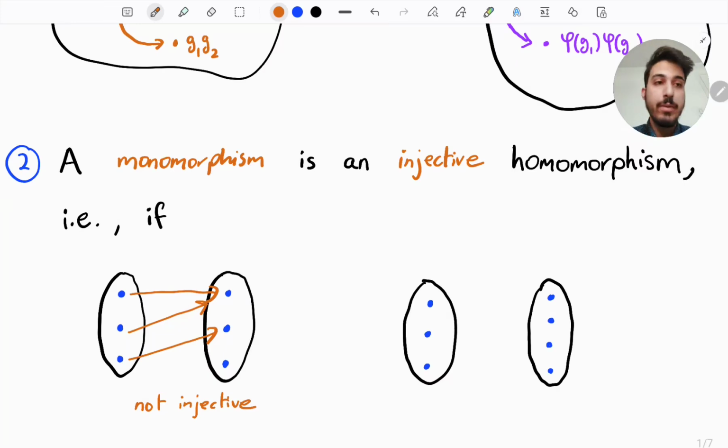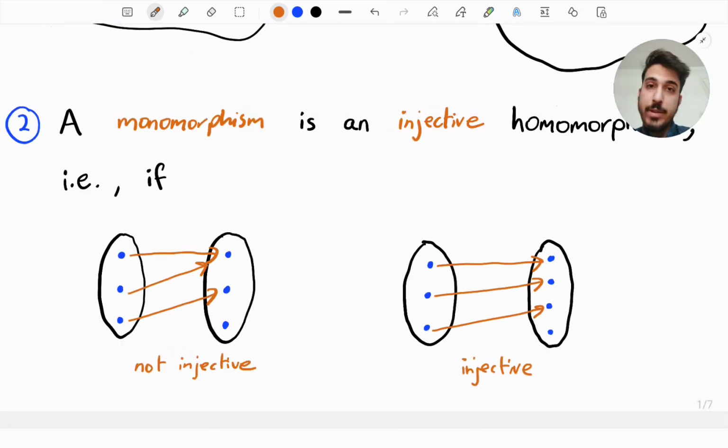The one on the right, however, if I draw it like that, where each element is sent to a distinct element in the codomain, this is injective. If you notice the drawing on the right, you would see that while it is injective, the poor element here does not have any pre-image. In other words, there is no element in the domain that is mapped to that poor element over there.